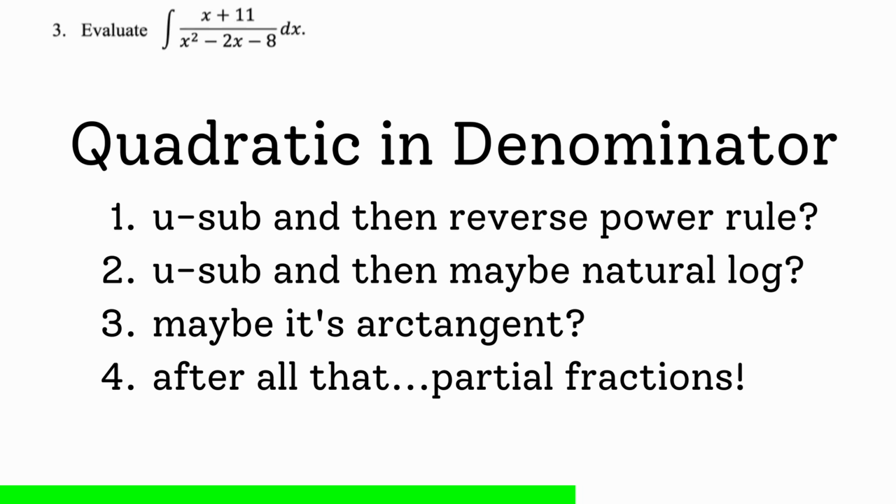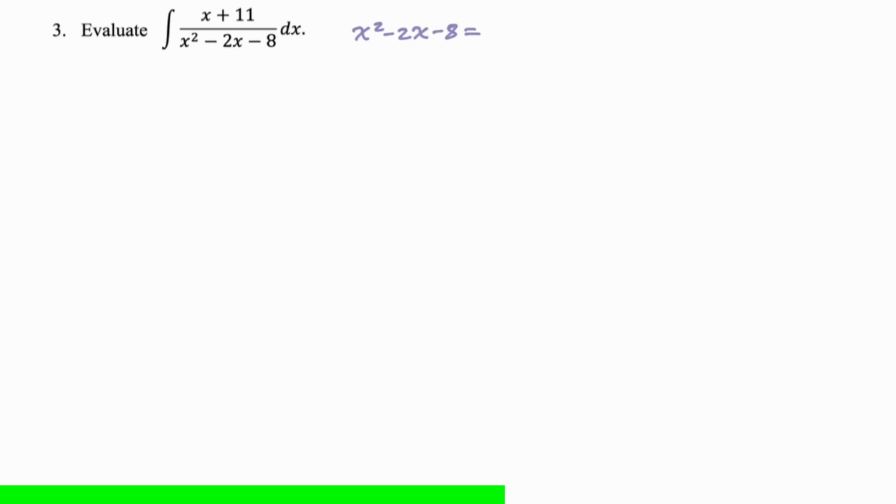Completing the square isn't going to help me here either, because I'm going to end up with like a minus value. And ideally, when I'm completing the square, I'm trying to get arctan. So instead, I'm just going to factor this. So this thing factors into x minus 4, x plus 2. So we can do partial fractions.